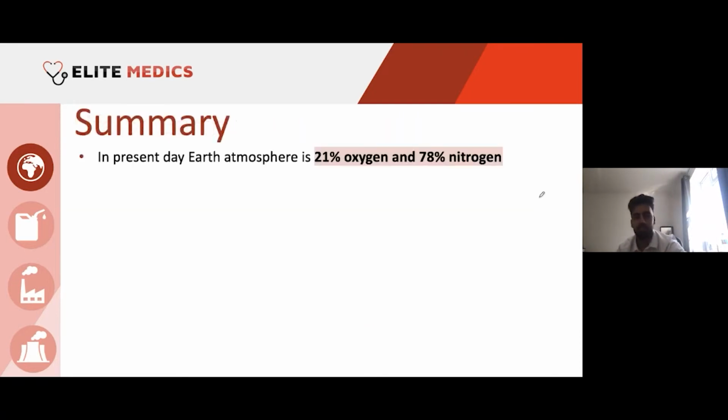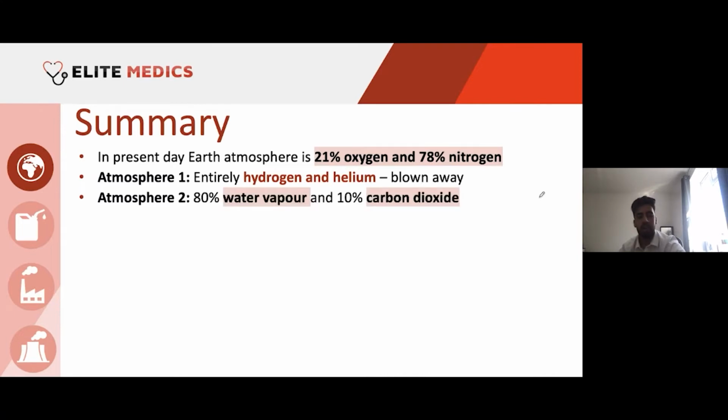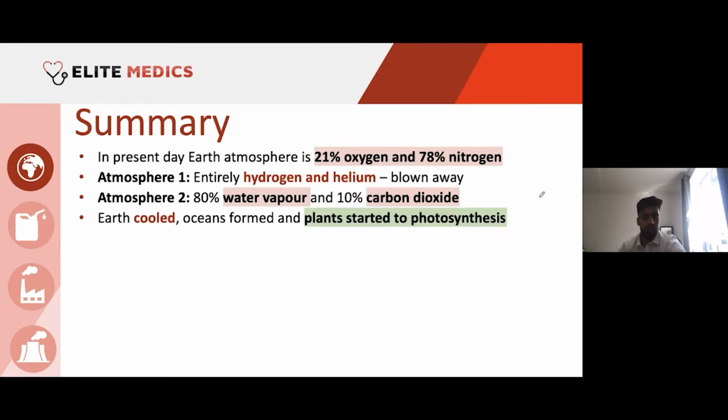Okay, so to summarize, in present day, Earth's atmosphere is 21% oxygen and 78% nitrogen. Atmosphere 1 is entirely hydrogen and helium, and that was blown away. Atmosphere 2 had 80% water vapor and 10% carbon dioxide, again due to the volcanic activity. Then the Earth cooled and oceans formed, and plants started to photosynthesize. So that 80% water vapor, basically steam, would then condense to form water and thus oceans.